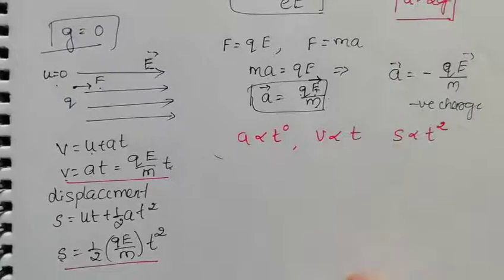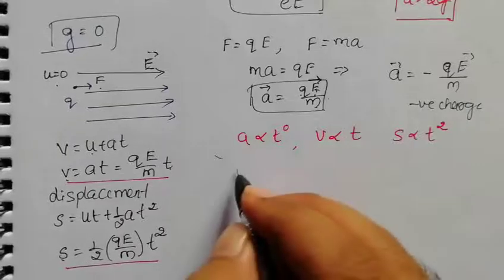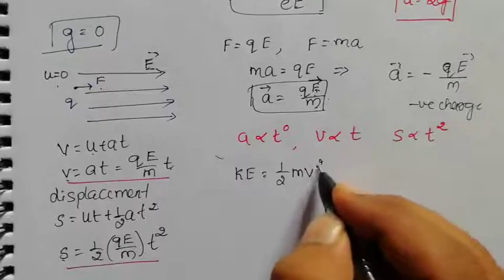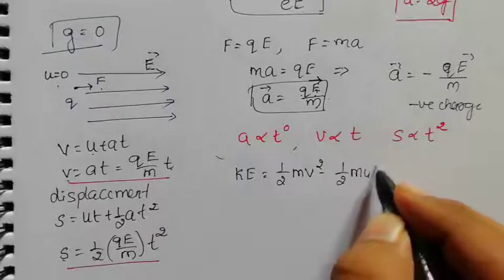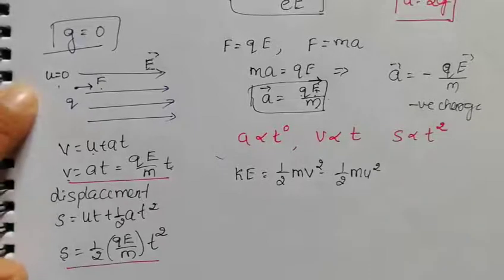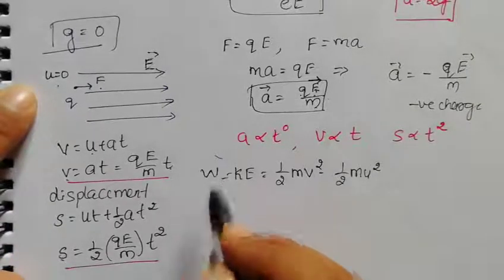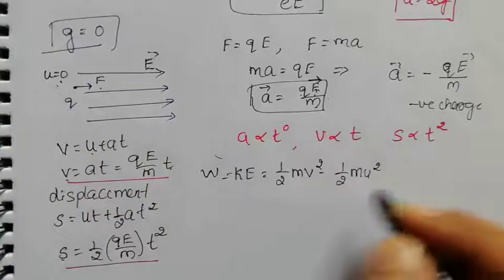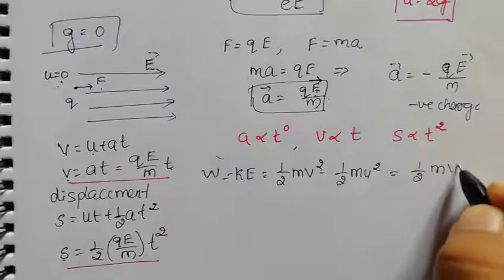Now let's go for one more situation. What must be the work done, or what is the kinetic energy? Let us calculate the kinetic energy. What is the formula for kinetic energy? As we know already, kinetic energy is 1 by 2 m v square minus 1 by 2 m u square. Since the particle is initially at rest, this is also what we call work done. Since u becomes 0, you get 1 by 2 m v square.